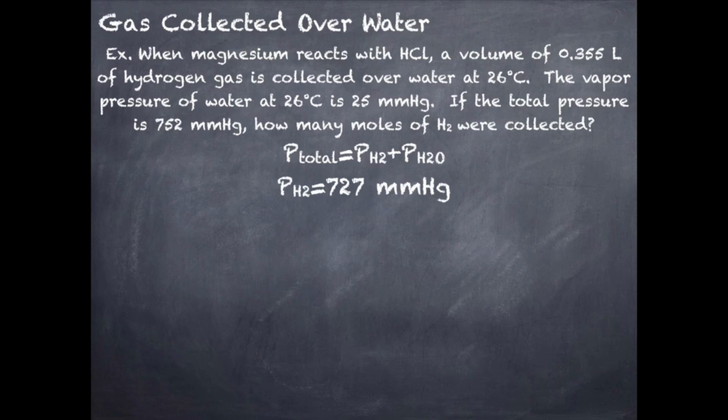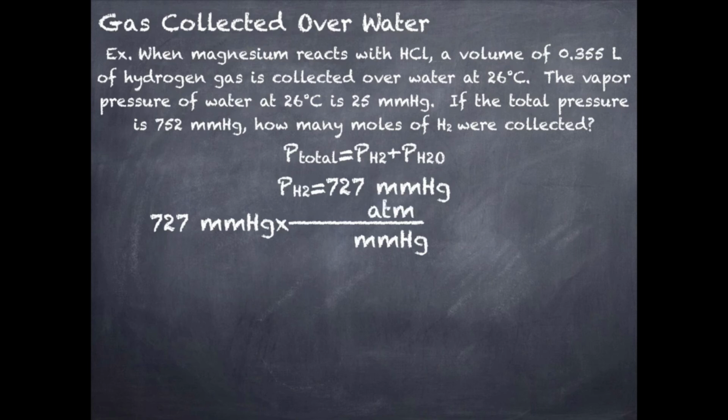Now, it's asking me how many moles of hydrogen gas were collected. Well, I have the partial pressure of hydrogen gas, or just the pressure of hydrogen gas. I have the volume. I have the temperature. I can use my ideal gas law. But in order to use my ideal gas law, I need to get out of millimeters of mercury and into atmospheres. So I'm going to put millimeters of mercury on the bottom, atmospheres up top. 1 atmosphere is 760 millimeters of mercury. So I know that my partial pressure of hydrogen gas is 0.95658 atmospheres.